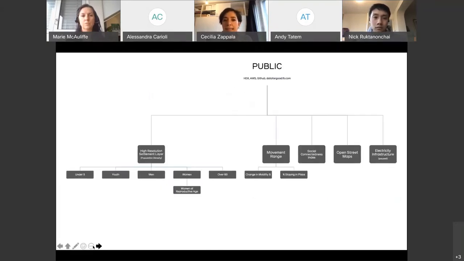Another aspect I wanted to mention is that some of our data sets are fully public, so available to everyone who wants to see them. We upload them to the Humanitarian Data Exchange or Amazon Web Services Data Exchange. Those would typically be the data sets that are a little bit less privacy sensitive, that use maybe data which are not Facebook data. We're going to see that in more detail later on in the presentation.